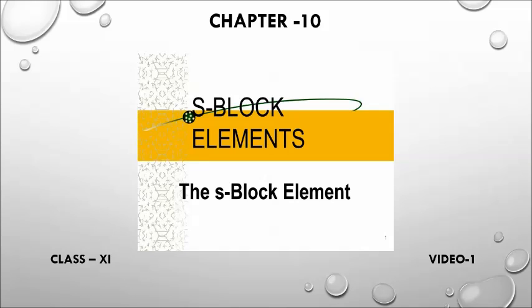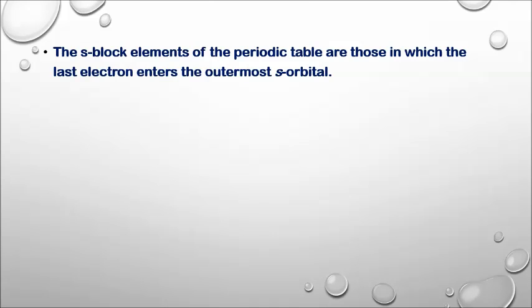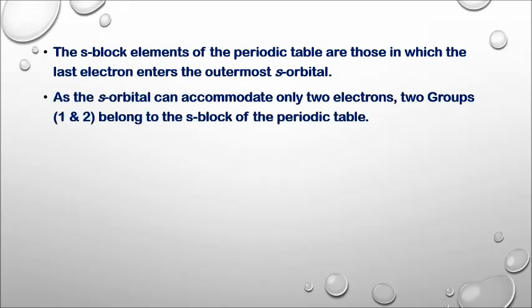As we know, we were learning S block elements. How can we define it? When the outermost electron enters the s orbital, it is said to be an s block element. So how can we give the definition? The s block elements of the periodic table are those in which the last electron enters the outermost s orbital. This is how we can define s block elements.